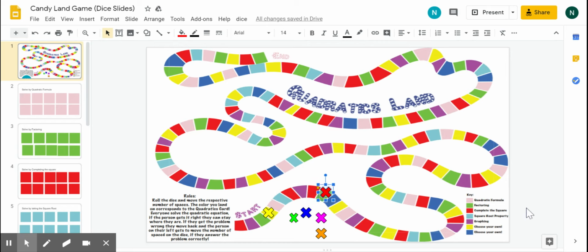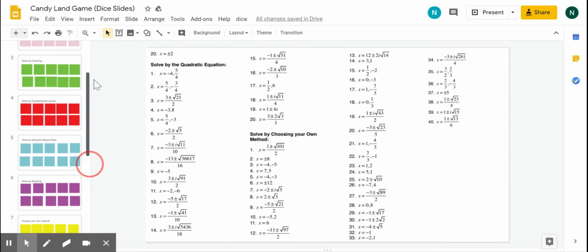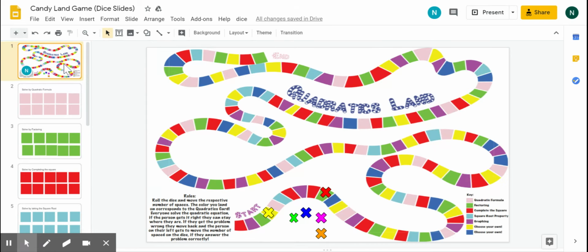Now, there's a key in this corner right here so you can see what type of problem you are solving. When you are done, you need to make sure that you show all of your work, okay, not just the answer, because anyone can go over here and just copy down the answer. So I need to see the problem, your work, and the solution to at least 20 problems. And then you need to submit that into Canvas.